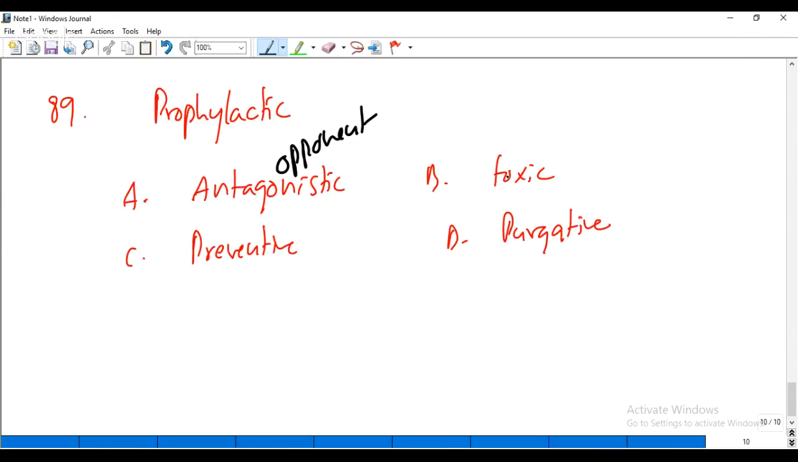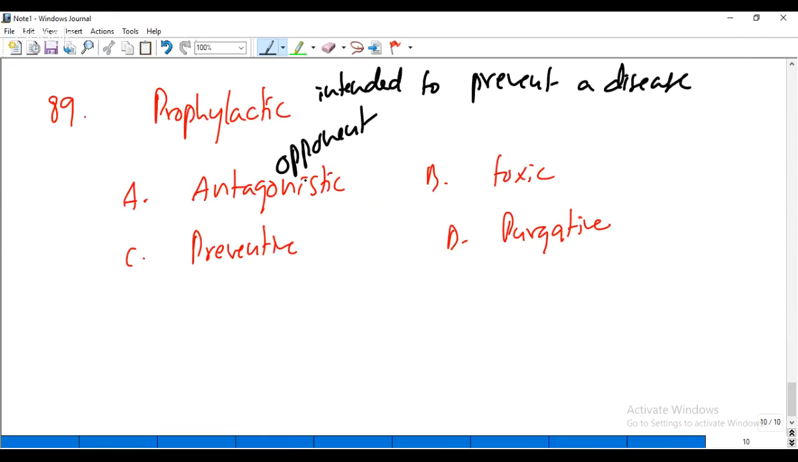So at first, what is the meaning of prophylactic? Prophylactic means intended to prevent a disease. This is the meaning of prophylactic.